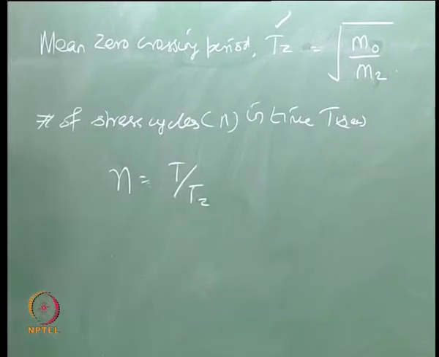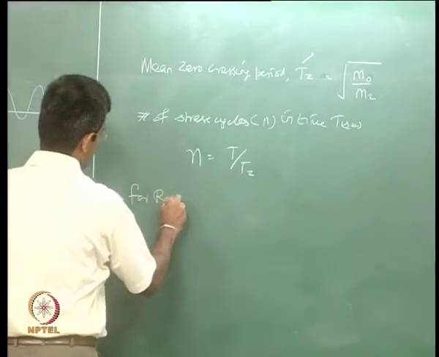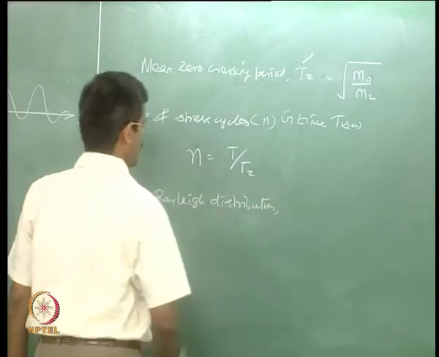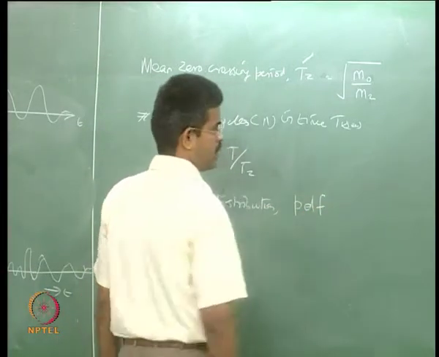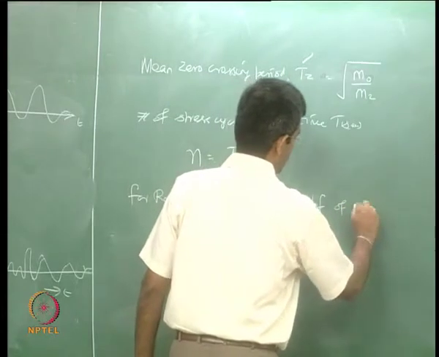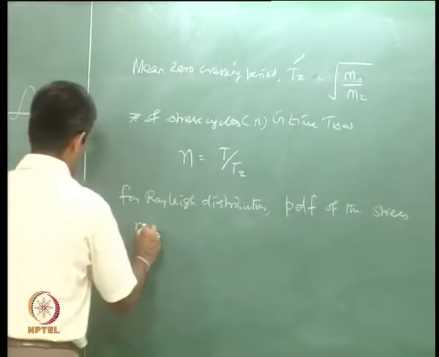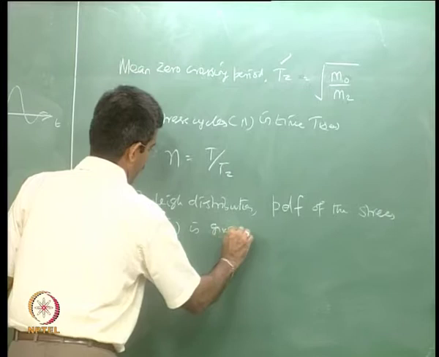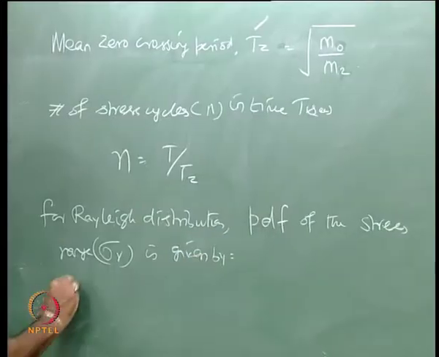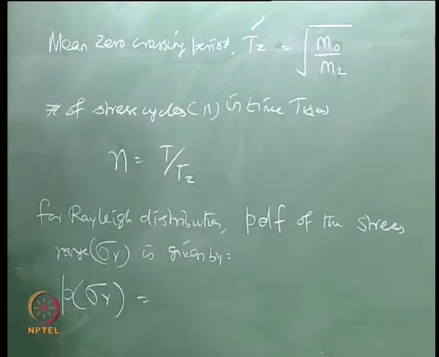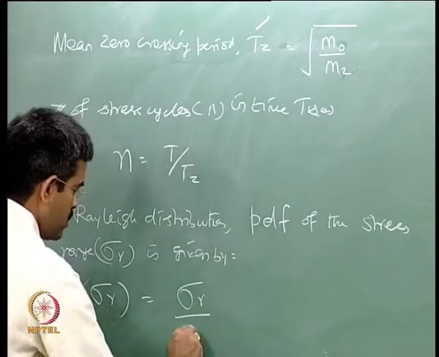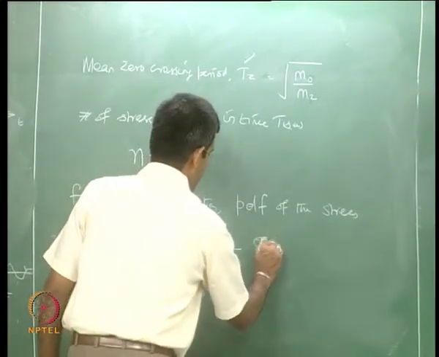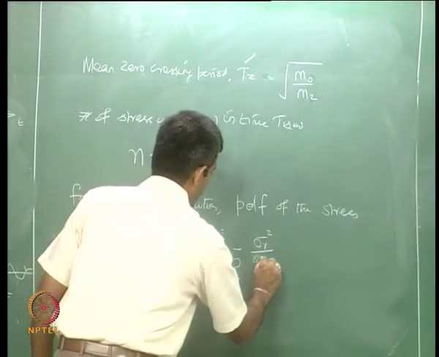Then the probability density function for the Rayleigh distribution of the stress range is given by sigma r by 4 M0, e to the power of minus sigma r square by 8 M0.